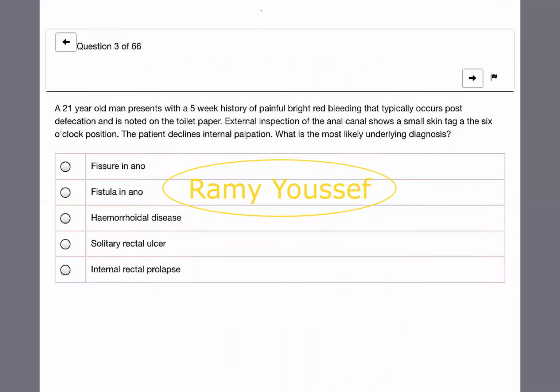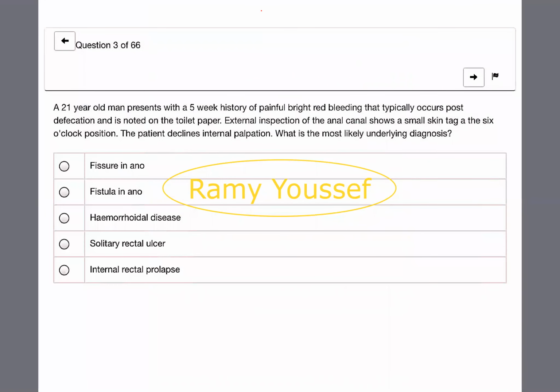Next question, Dr. Dafer. A 21-year-old man presented with a 5-week history of painful bright red bleeding, typically occurring post-defecation and noted on the toilet paper. External inspection of the anal canal shows a small skin tag at the 6 o'clock position. The patient declines internal palpation. What is the most likely underlying diagnosis?